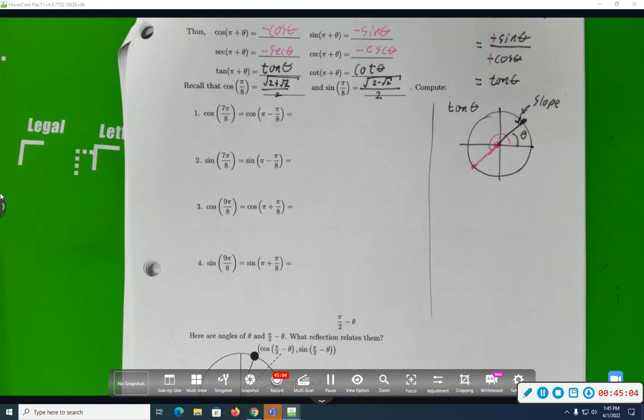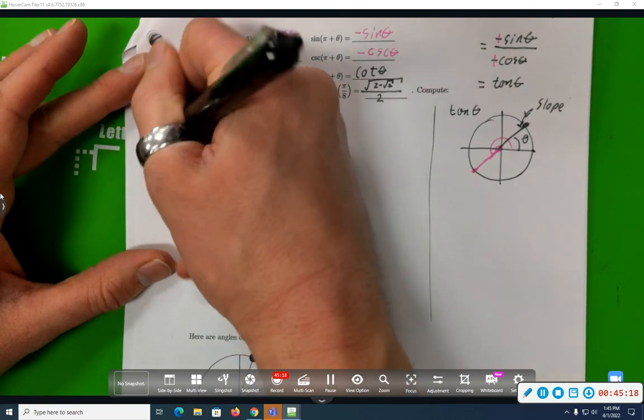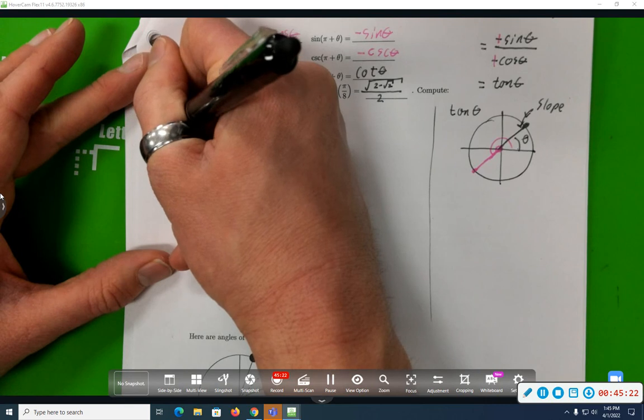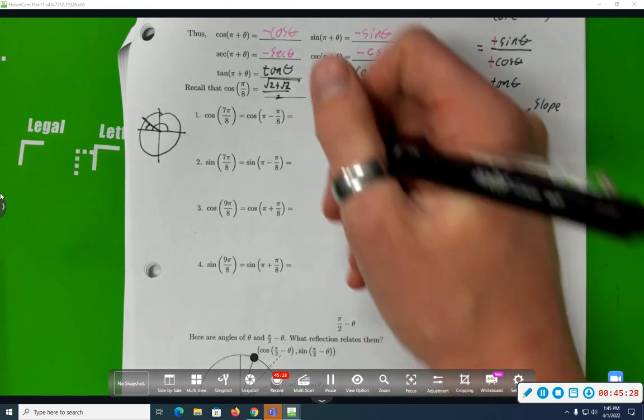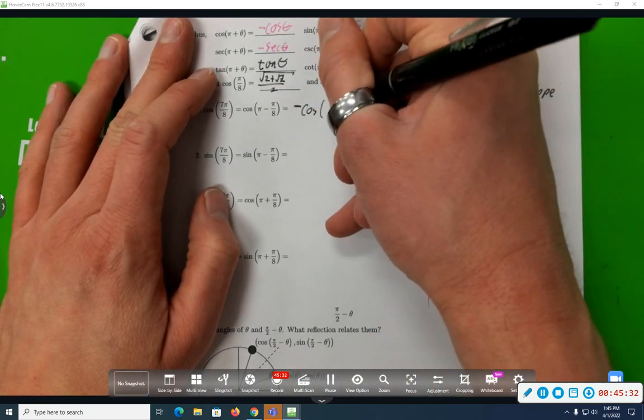Negative. It becomes negative. Yeah, that false one. So you can always draw a picture to help you with this. That's why I gave you the derivations of these. Right, this says go forward by pi and then backwards by a little bit. So cosine, as the x coordinate, becomes negative. So this will be the same as negative the cosine of pi over 8.